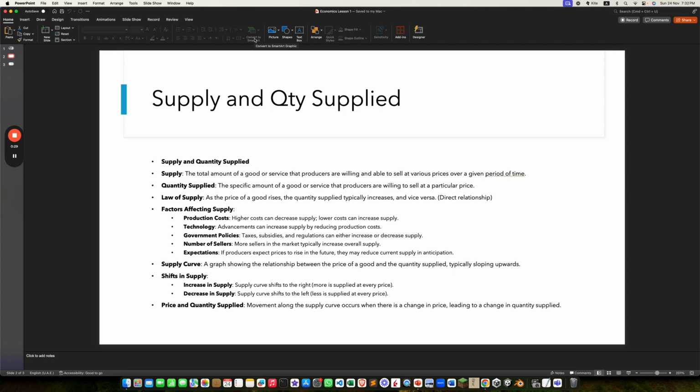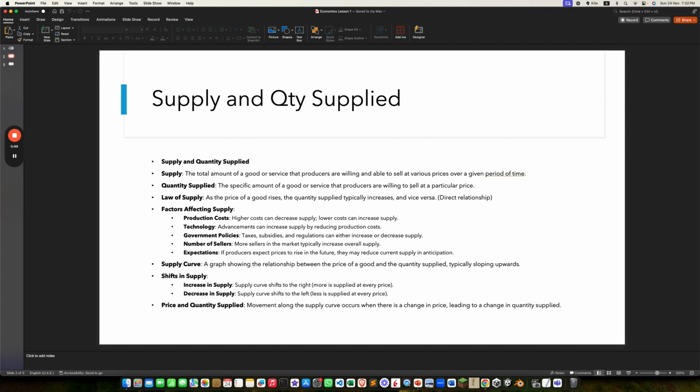Quantity supplied is the specific amount of a good or service that producers are willing to sell at a particular price. The law of supply states that as the price of a good rises, the quantity supplied typically increases, and vice versa. More succinctly said, price and quantity supplied have a direct relationship.